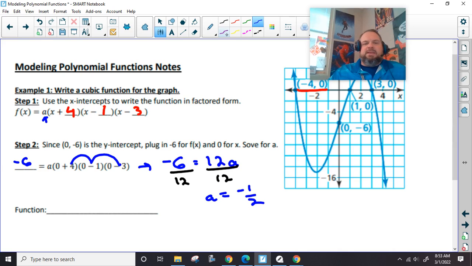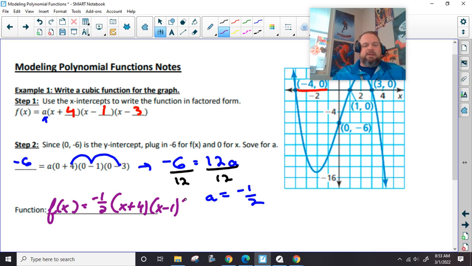Awesome. And this is actually how we would write that. Our function is f of x, or you could write y, I don't care. Bless you. That was a good one. f(x) = -1/2 (x + 4)(x - 1)(x - 3).